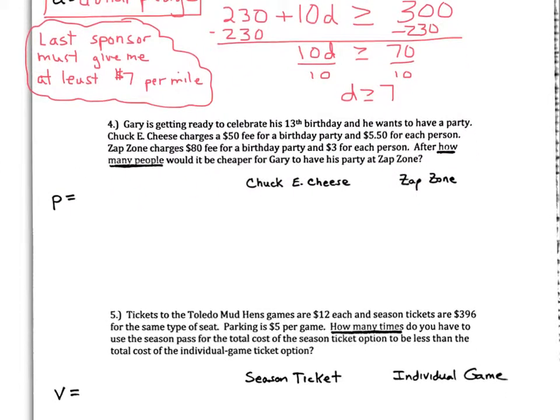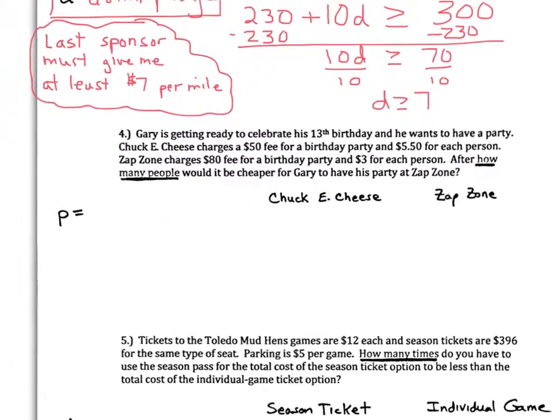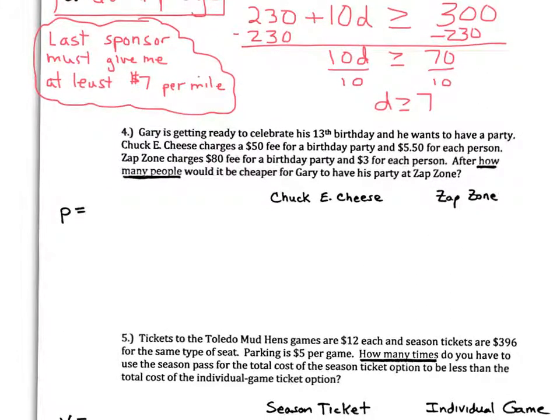Alrighty, next. Gary is getting ready to celebrate his 13th birthday and he wants to have a party. Chuck E. Cheese, woohoo! Charges $50 fee for a birthday party and then $5.50 for each person. Zap Zone, oh yeah, charges $80 for a birthday party and $3 per person. How many people would it take for Gary to invite so that it's cheaper to go to Zap Zone? Alright, how many people is the question? It's underlined. How many people? So P stands for the number of people.